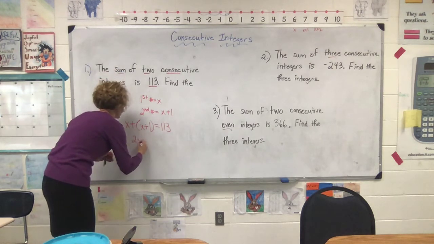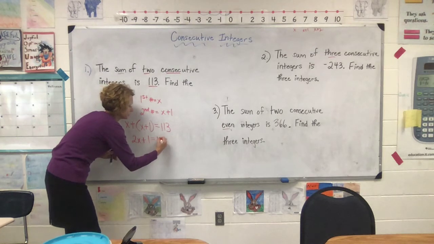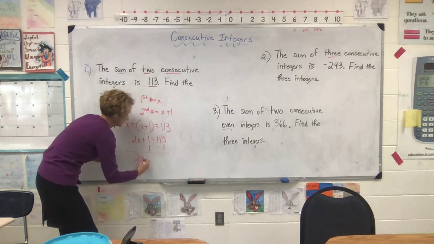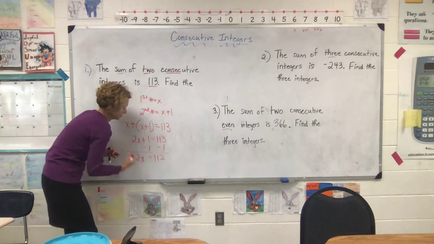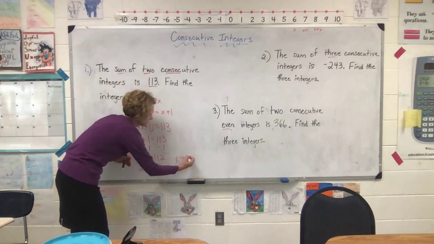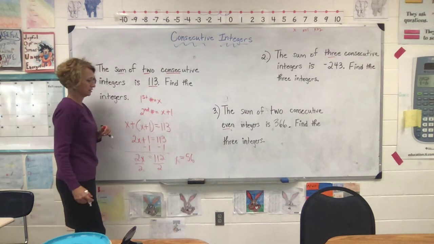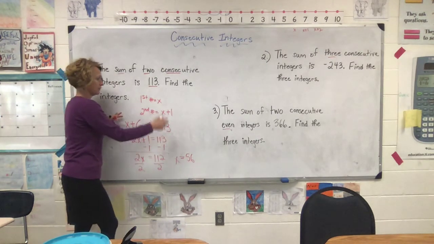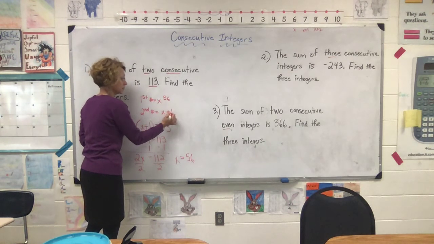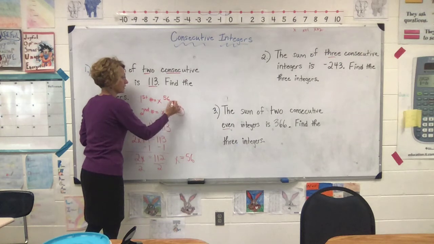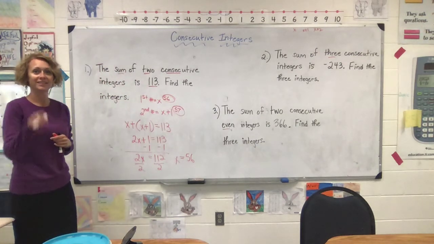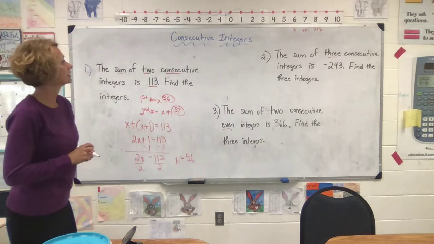So I'm going to get 2x plus 1 equal to 113. I'm going to solve that, and I'm going to have 2x equal to 112. I'm going to divide by 2, and that's going to give me 56. So if x represents my first number and it's 56, my second one's got to be 56 plus 1, which would be 57. Do those two numbers add together to give me 113? Yes, they do.